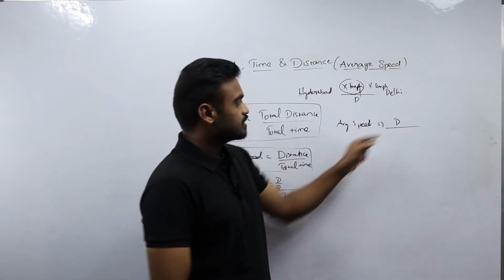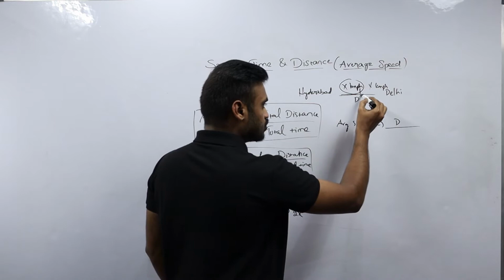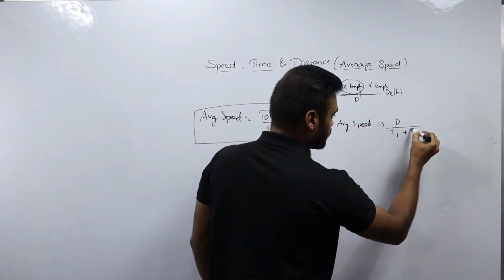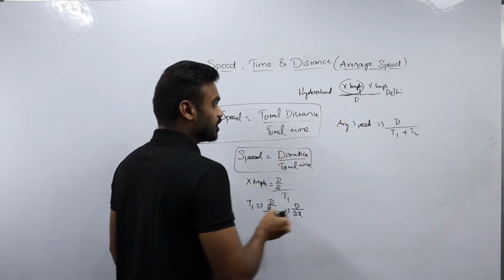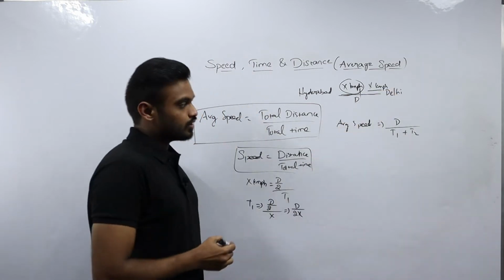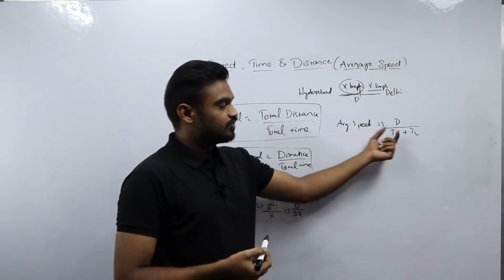Now what is the total time? That is the time taken to cover this half distance plus the time taken to cover the other half distance, so t1 plus t2. The first time is to complete the half distance with x kilometer per hour, and the other to complete the remaining half with y kilometer per hour. Now if I substitute t1 and t2, I will get the average speed value.